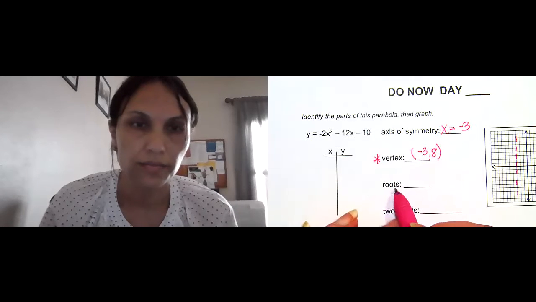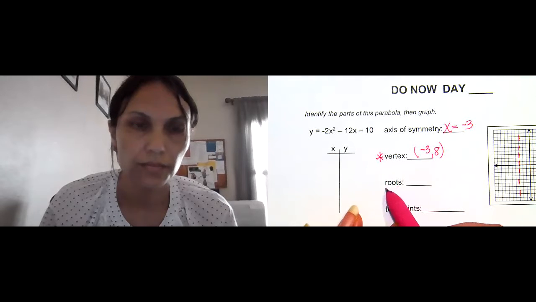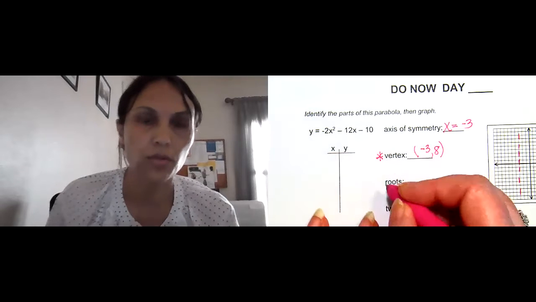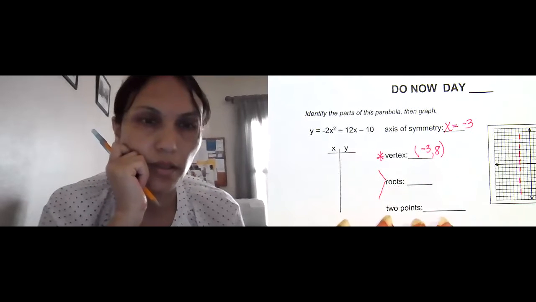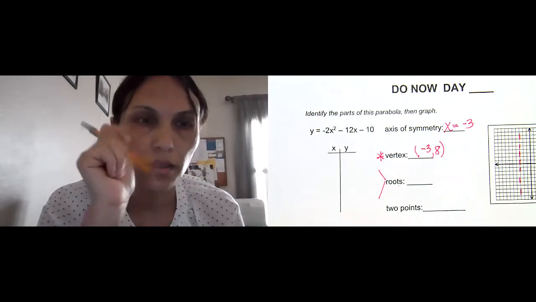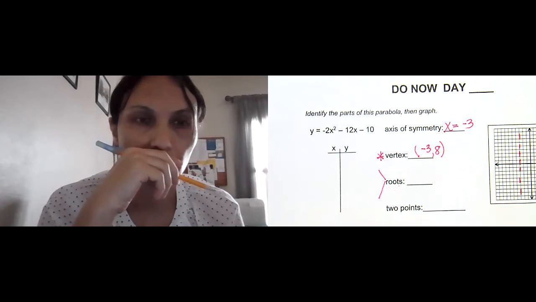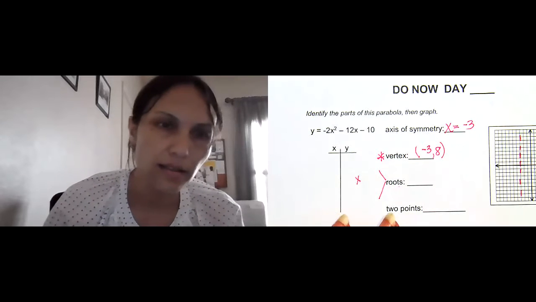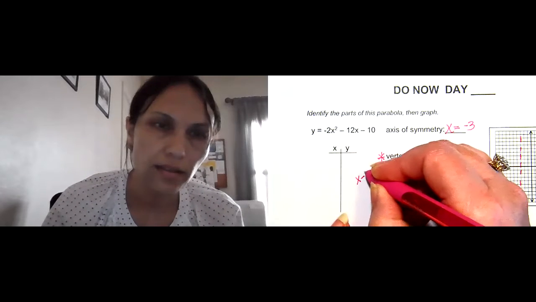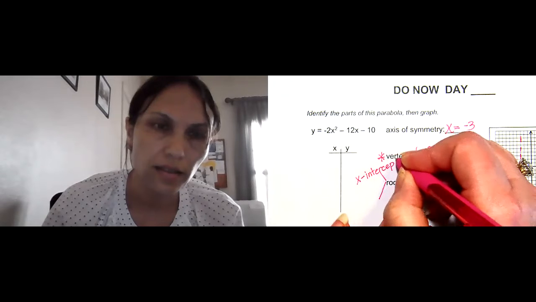Now, the roots, which sometimes are called other names. Do you remember all the names for roots? Let's review. There are 4 names for roots. One starts with the X. It's a name for the X intercepts.